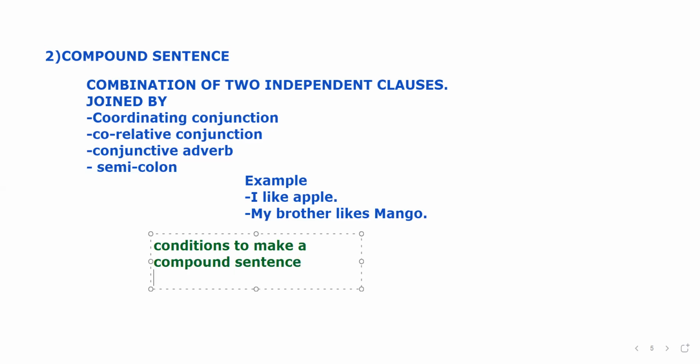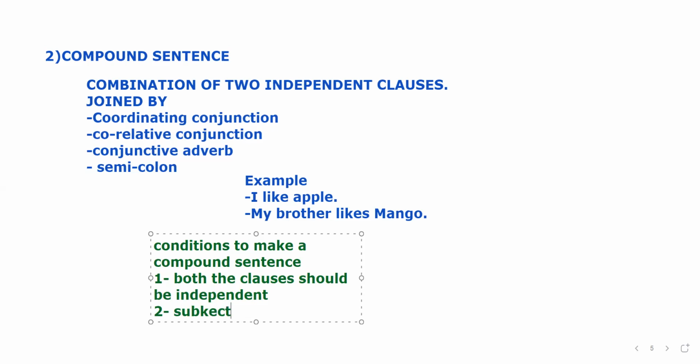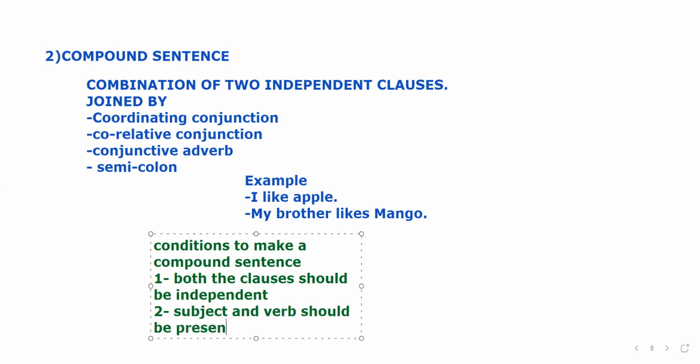The very first condition is both the clauses should be independent. Second condition is there should be subject and verb. Subject and verb should be present in both clauses.